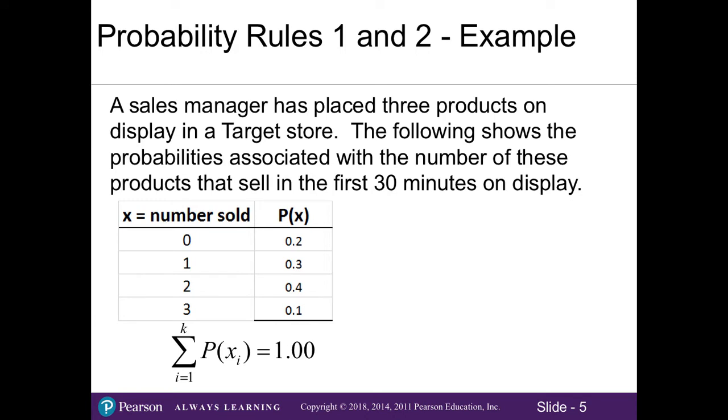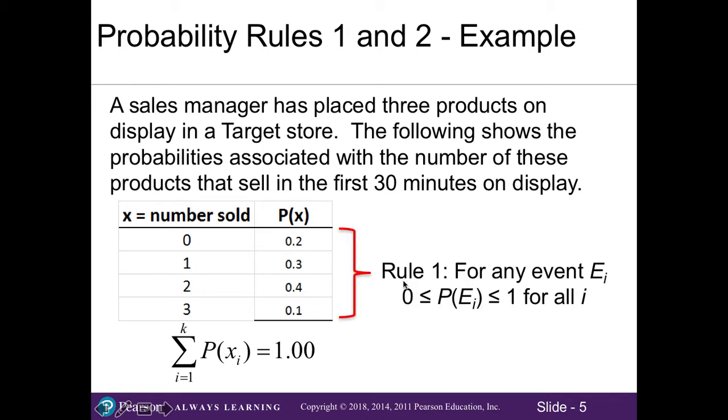Say a sales manager has placed 3 products on display in a Target store. The following shows the probabilities associated with the number of these products that sell in the first 30 minutes on display. So here in our table, on the left, we have X representing the number of items sold, and P of X is the probability of that many items being sold. So for instance, there is a 0.2 probability that 0 items will be sold.